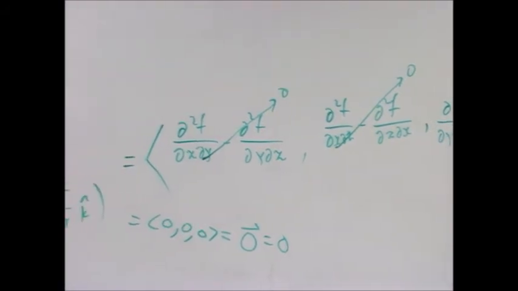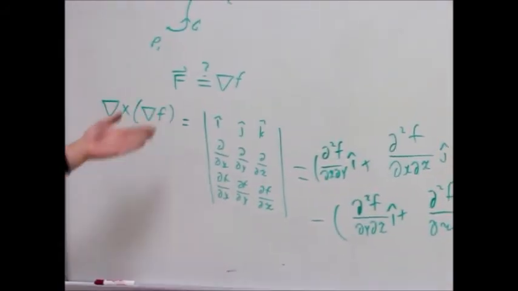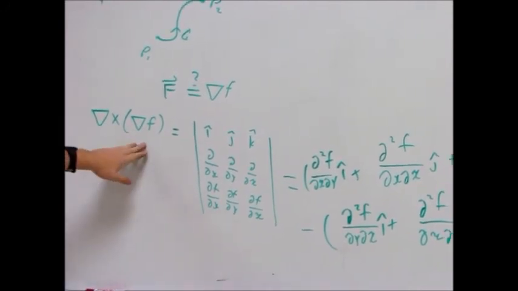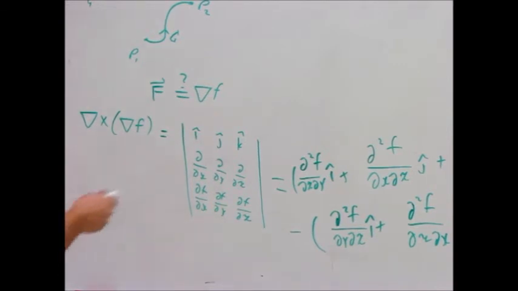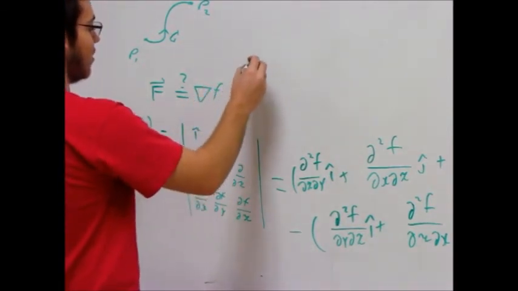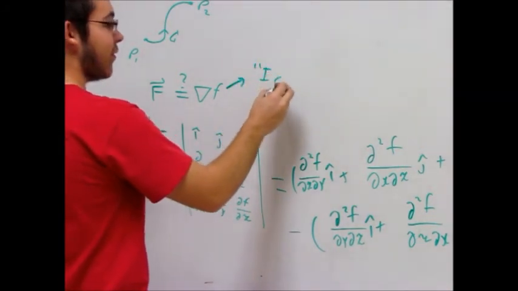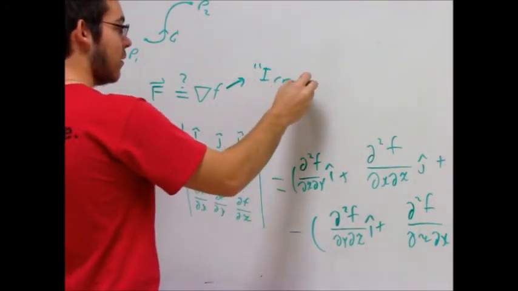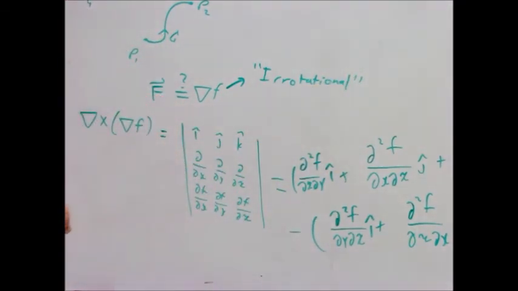So really, we know that the curl of a gradient is always 0. So gradient never curls. That's why it's also sometimes called irrotational. So if a field is a gradient field, it is also irrotational. It never rotates. It has a 0 curl everywhere.